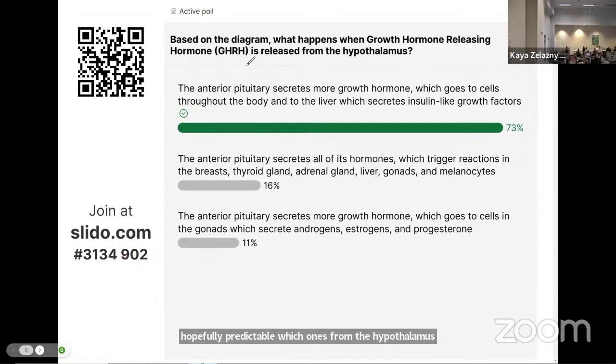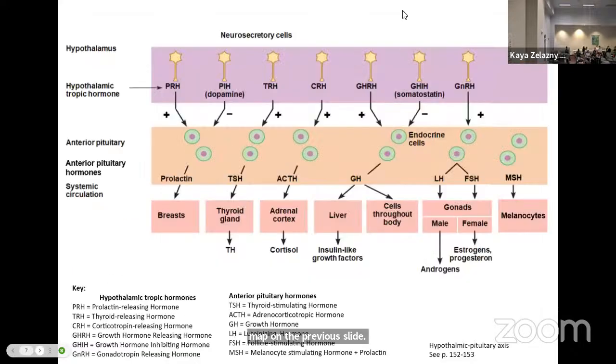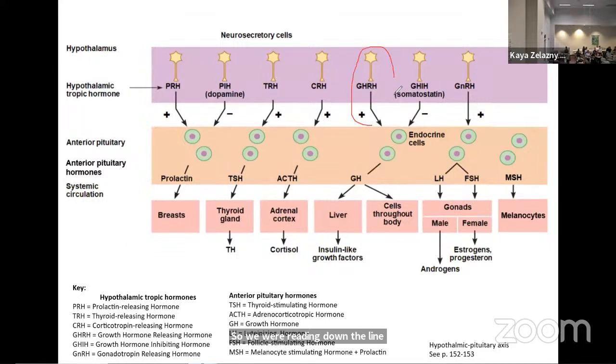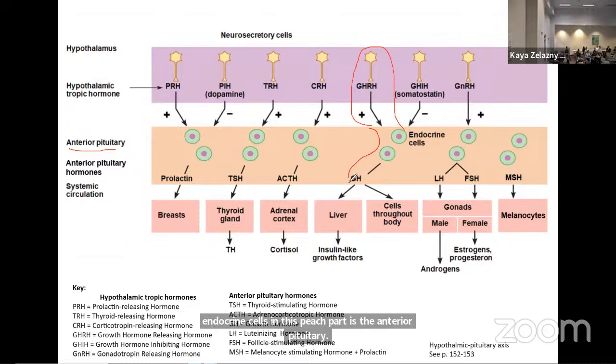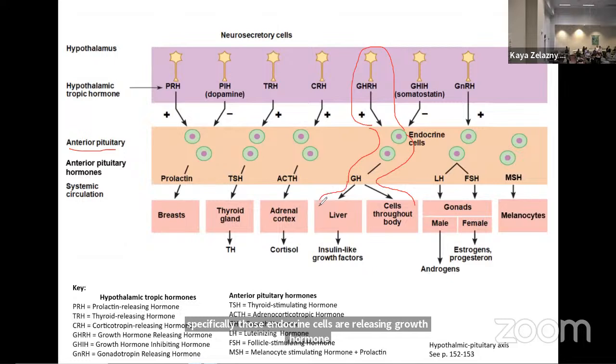So then we release that growth hormone, going to cells out in the body and also to the liver. That was something we could read down that map on the previous slide. So we were reading down the line right here. We were going from growth hormone releasing hormone to endocrine cells in this peach part, which is the anterior pituitary. Specifically, those endocrine cells are releasing growth hormone, and then we're going to the liver and generally to cells everywhere throughout the body.